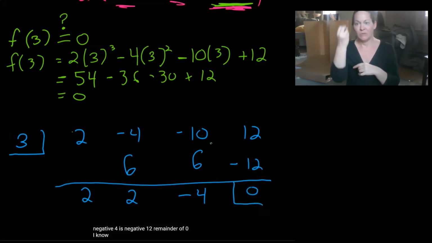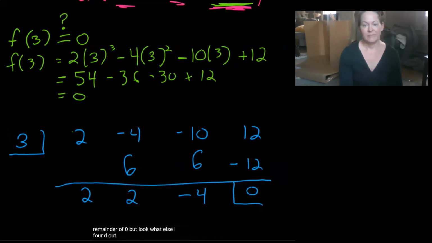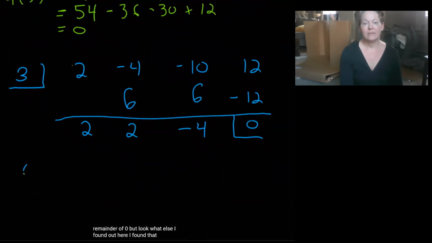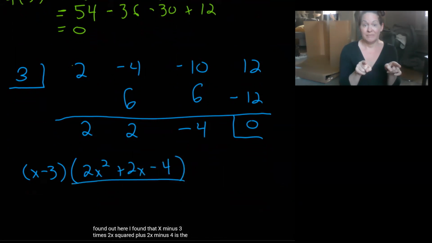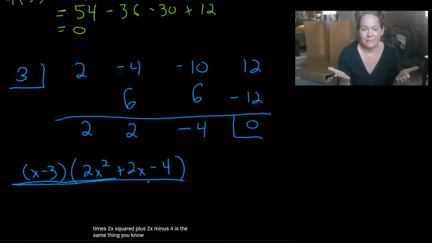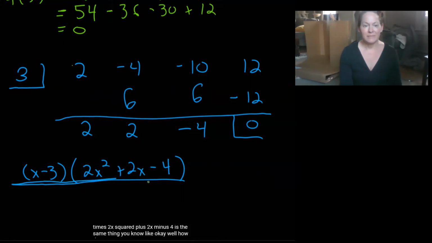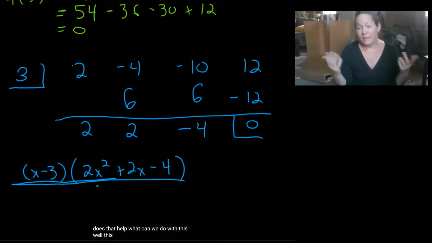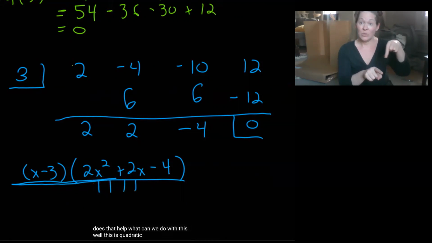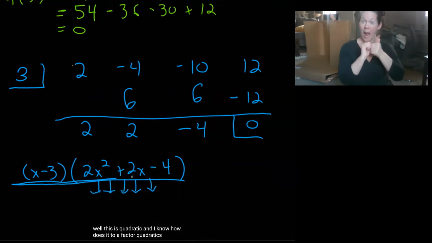Remainder of 0. I know this is a factor because I have a remainder of 0, but look what else I found out here. I found that x minus 3 times 2x squared plus 2x minus 4 is the same thing. You're like, oh, okay, well, how does that help? What can we do with this? Well, this is quadratic. And I know how to factor quadratics, right?